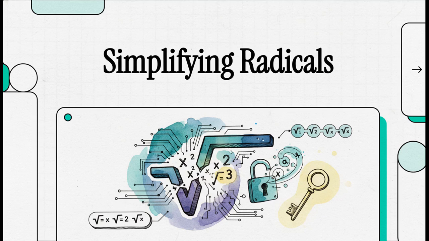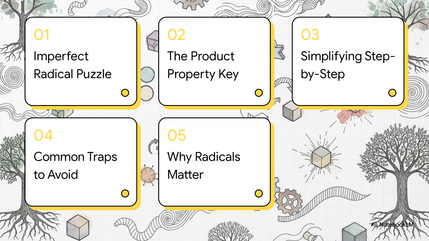All right, let's talk about cracking the code on something that, let's be honest, can look a little intimidating at first. Simplifying radical expressions. We're going to completely demystify these tricky roots and show you how to make them way easier to handle. So here's our game plan. We'll kick things off with a classic math puzzle. Then I'll give you the secret key to solve it. We'll walk through some examples step by step, point out a few common traps to watch out for, and wrap up by showing you why this skill really matters.